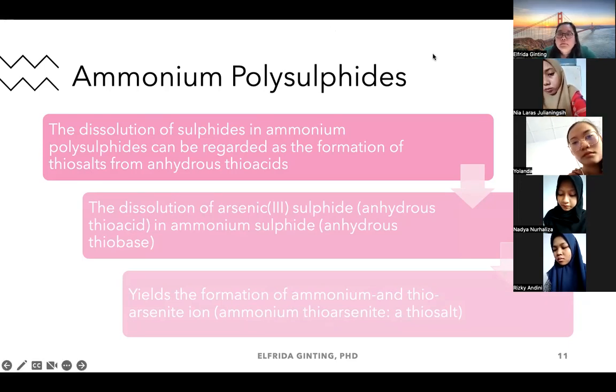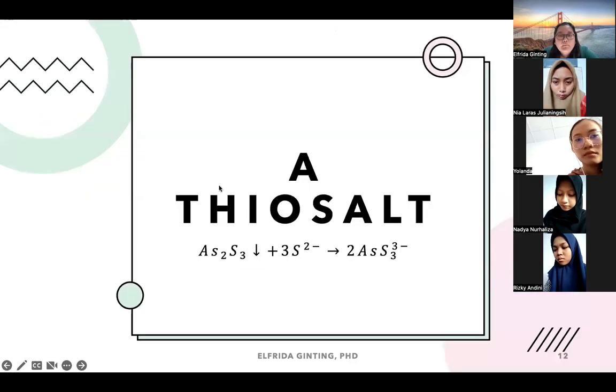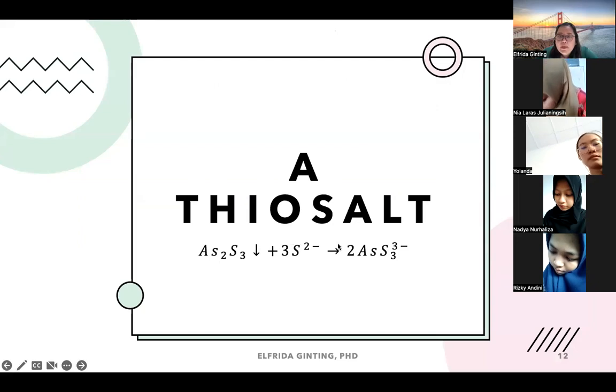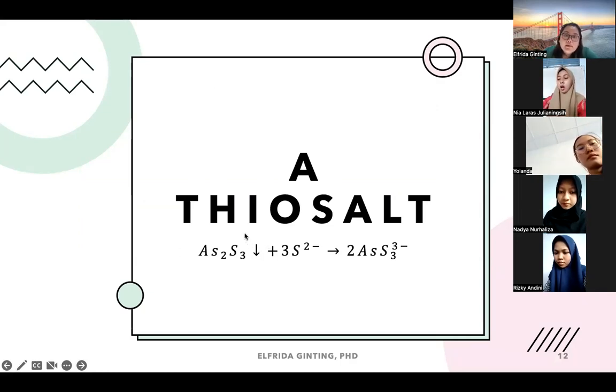Okay. Let's see here. So we have arsenic sulfide, and we react it with ammonium polysulfide. So that's why this is a thiosalt. Remember last week we learned that if we have an ion like this, it means the chemical here is dissolved, unless it has a down arrow like this, which means a precipitate. So you can see here, arsenic sulfide is a precipitate. When we react it with ammonium polysulfide, it becomes a thiosalt and it's dissolved.